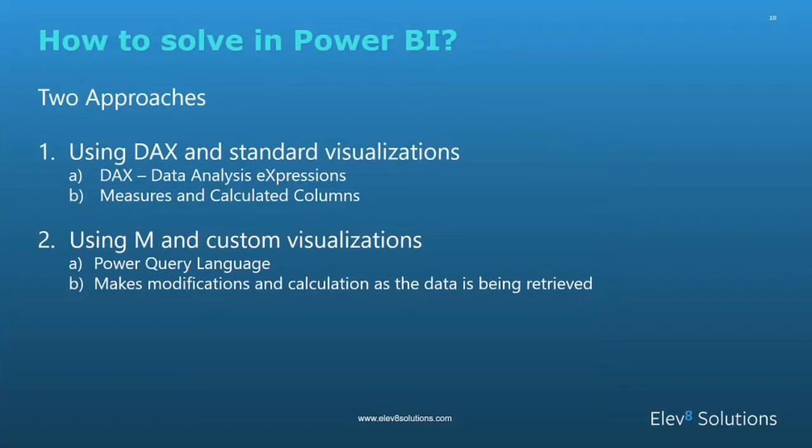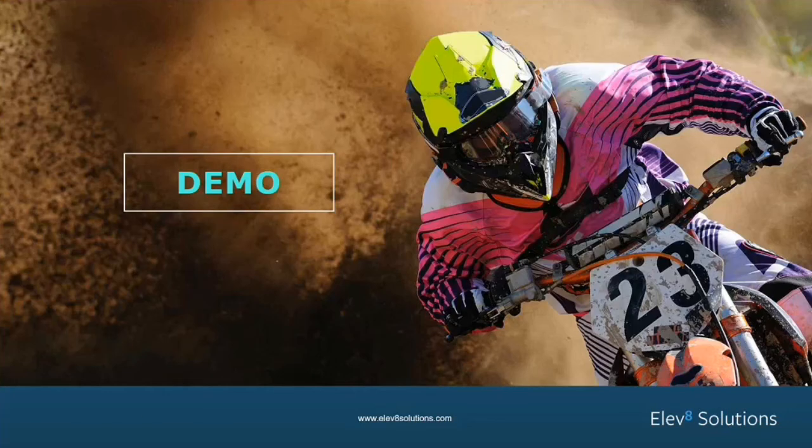Now, M is the Power Query language, and it makes a modification on the calculation as the data is being retrieved, as opposed to DAX, which does it on the information that's stored in Power BI. So we can see there are two significantly different approaches, which is how I like to structure it. One is not necessarily correct over the other, and as you see the visualizations, you do get some different results, or at least visualize differently. So you can pick and choose what fits your situation the best. All right, so I'll get set up for a demo.